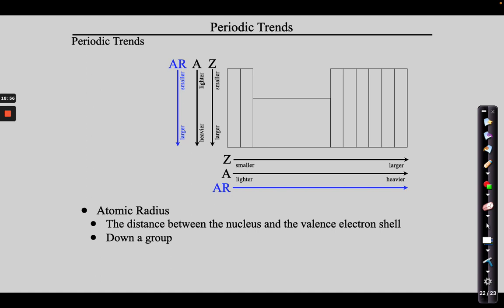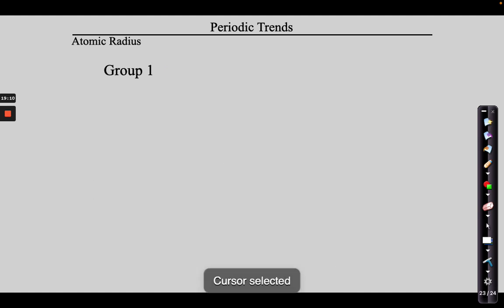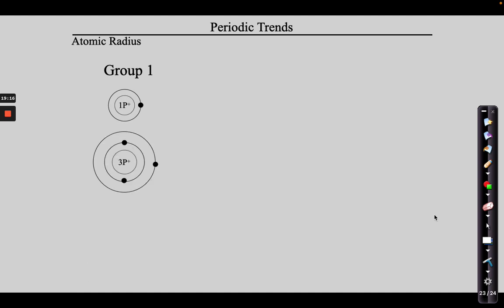Same wavelength. Look at you guys. Every time we go down a group, we are adding another energy level. So we're adding these layers on. That means that it's getting bigger. It's a little bit like this. If I have group 1 here, and I've got my hydrogen, and then I go down to the next one, which would be lithium. That one has 3 protons. And I can see, hey, look, I added another layer. That's going to increase my radius.